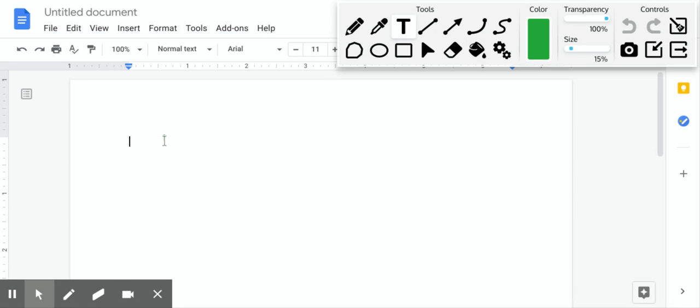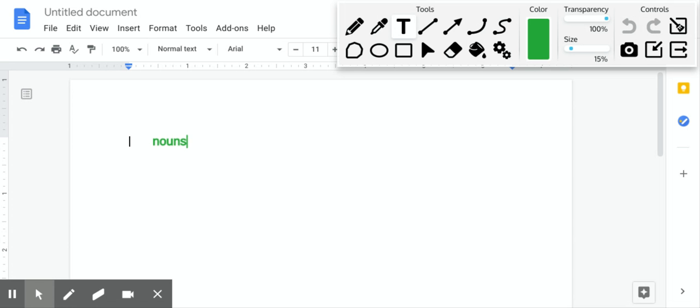Hello, today my students and I worked on grammar, specifically nouns, verbs, and adjectives. So today we're just going to cover what they are, and I'm going to give some examples of each one. So let's start with nouns.